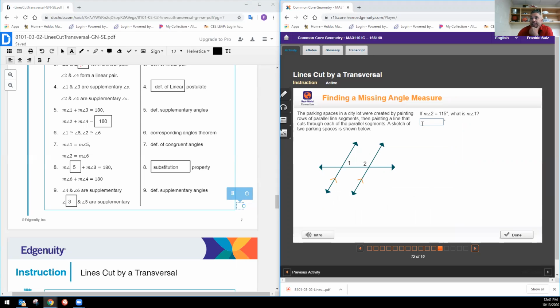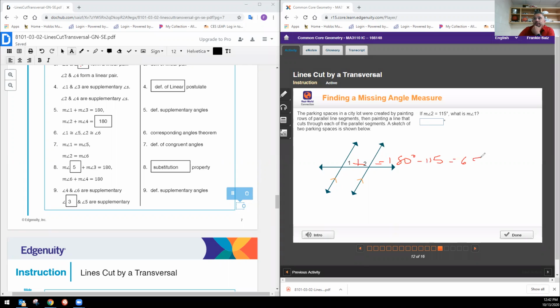If the measurement of angle 2 is 115, let's see. I'm going to annotate this because the measures of these two right here have to add together and equal 180 degrees. So 180 minus 115, because it's saying angle 2 is equal to 115. So then this would be 65.